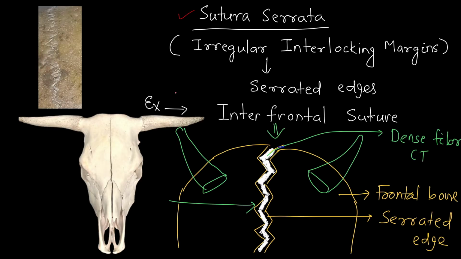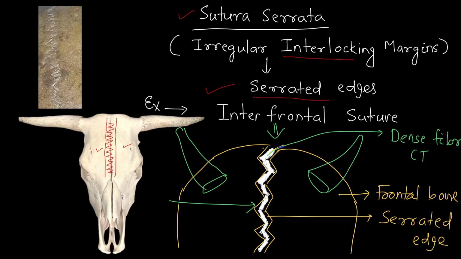First we discuss sutura serrata. Here, the two edges of the connecting bones are serrated. They are irregular and show interlocking margins. The typical example is the interfrontal suture. You see, these two are the frontal bones. Between the two bones you will find a suture like this. These are the two edges of the bone. Between the two bones, you will find serrated edges, serrated margins. So this type of suture is called sutura serrata.